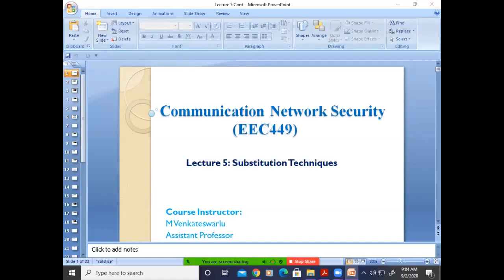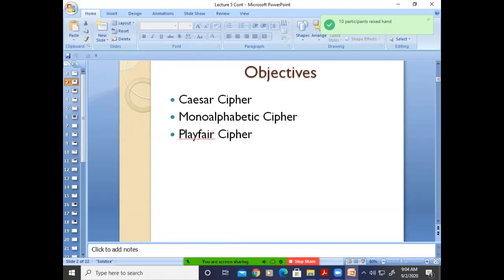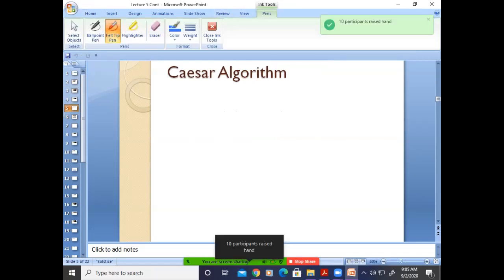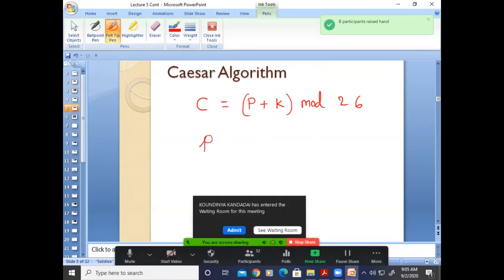Okay. So today we will discuss the monoalphabetic cipher and also the Playfair cipher. We have seen what the Caesar algorithm is. It was something like this, right? The ciphertext alphabet is equal to the plaintext alphabet number plus the key value modulo 26. And similarly, to get the plaintext, it will be C minus K modulo 26.